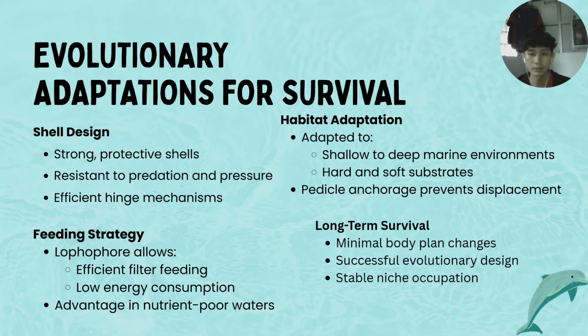So last but not least, their long-term survival. The first point, minimal body plan changes. Second is successful evolutionary design, and last but not least, stable niche occupation. So for the evolutionary stability, overall, lamp shells show relatively little change in their basic body plan over time. So this indicates a successful and stable evolutionary design.